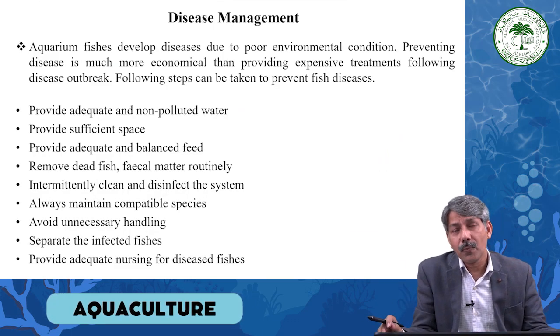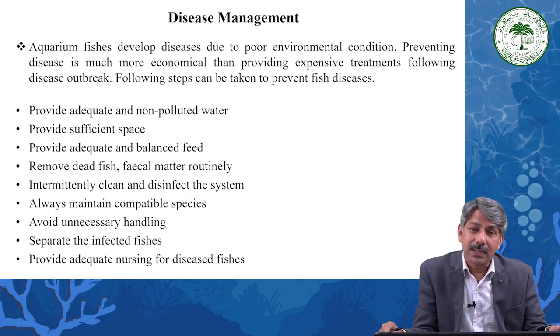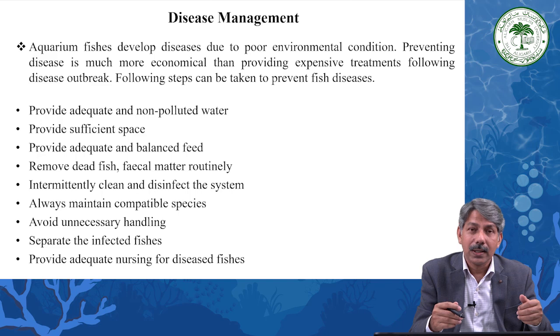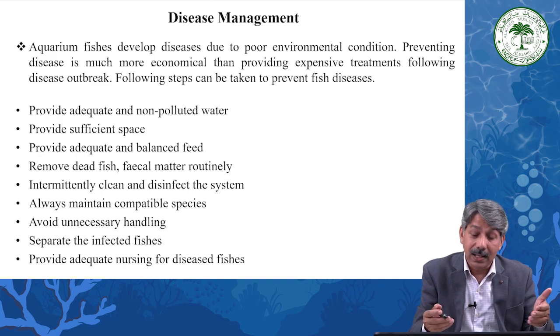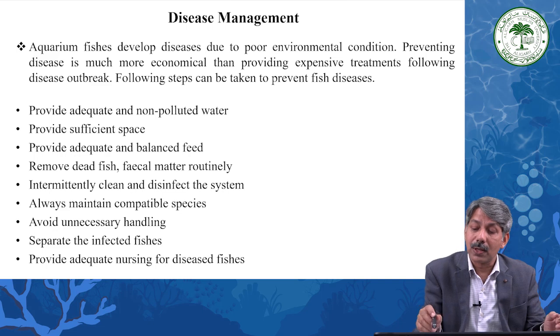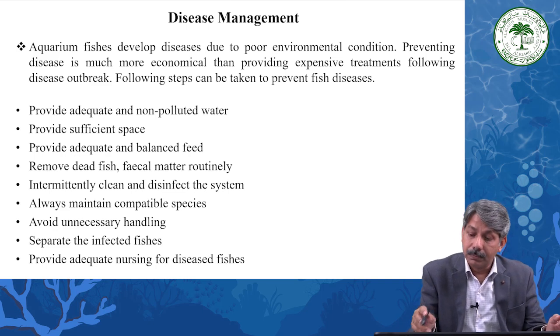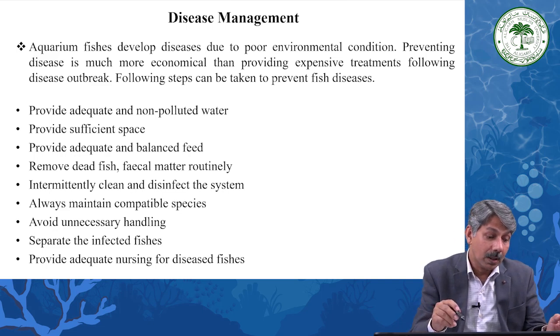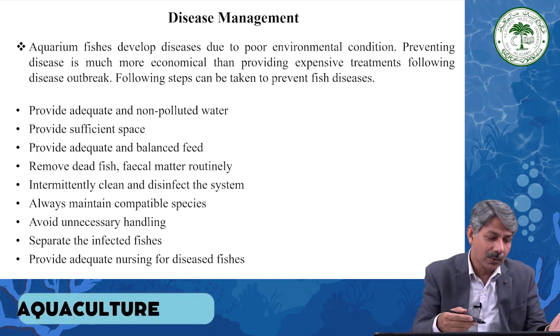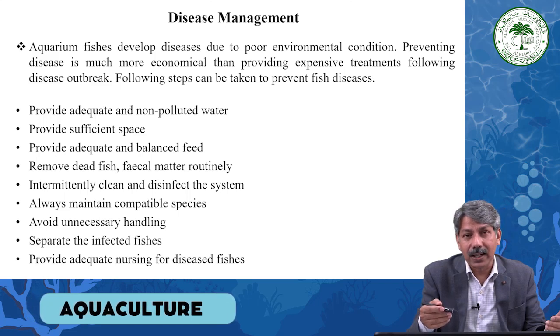So, whenever we are doing any culture practice, there are chances of disease occurrence. So what should we do in order to avoid the disease occurrence, how can we manage that? Aquarium fishes develop diseases due to poor environmental condition. Preventing disease is much more economical, we all know. Prevention is better than cure, we all know. So, what are the different steps that we can take?